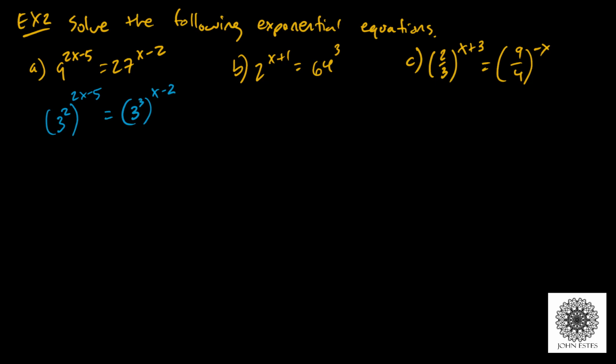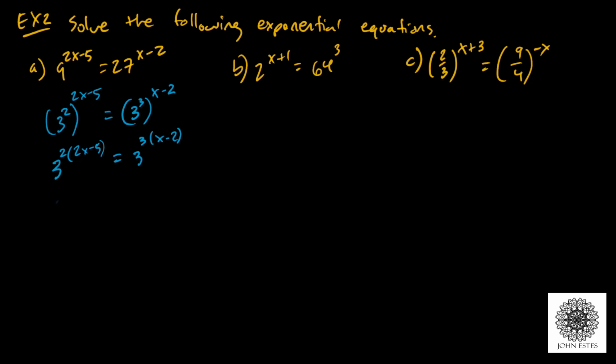And I can do that because I remember my exponent rules. If I'm raising 3 squared to the 2x minus 5 power, that's the same as 3 to the 2 times 2x minus 5 power. And similarly, on the other side, I have 3 to the 3 times x minus 2 power.